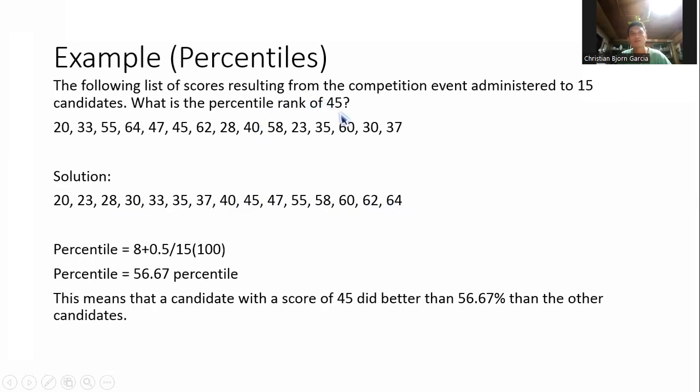So we need to locate the 45 and count how many scores or values are below it. So 45 is here. 1, 2, 3, 4, 5, 6, 7, 8. So 8 plus 0.5 over the total number of values, which is 15, multiplied by 100 is equal to the 56.67th percentile. This means that a candidate with a score of 45 did better than 56.67% of the other candidates.